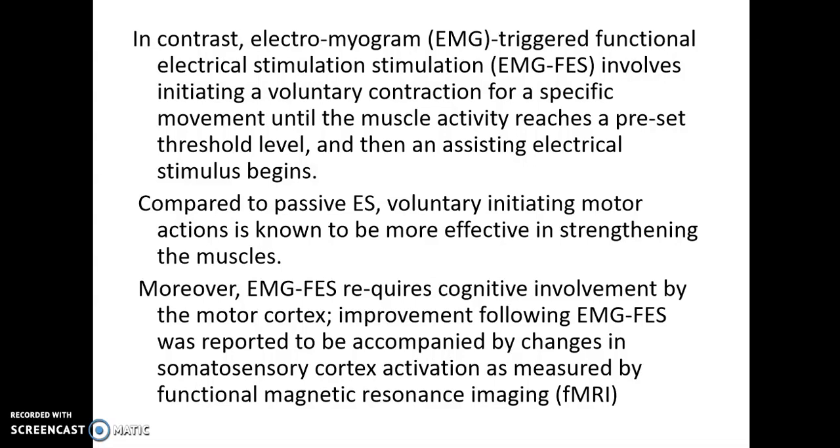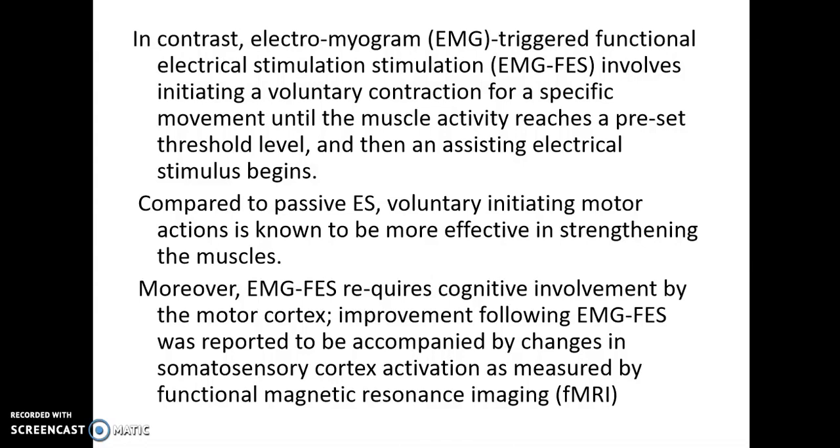Compared to passive electrical stimulation, voluntarily initiating motor actions is known to be more effective in strengthening the muscles. So if the question comes whether the active electrical stimulation, which we call functional electrical stimulation, is better than the passive stimulation, that is NMES, there is no doubt the active stimulation is more effective in strengthening the muscles. But even so, NMES also is proven to be effective in strengthening the muscles.